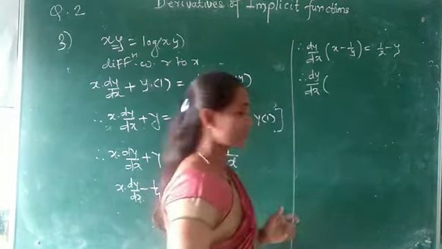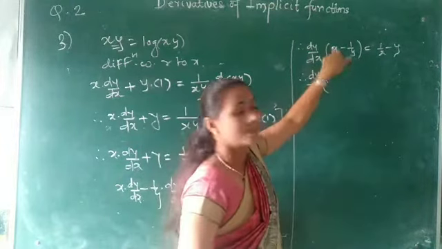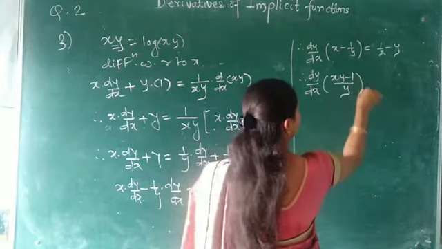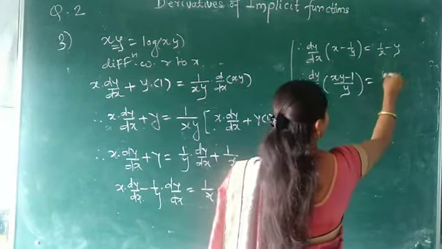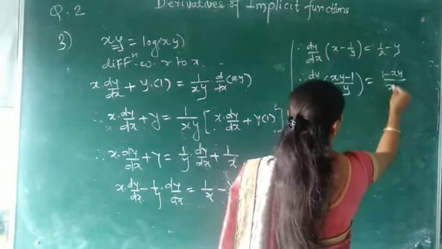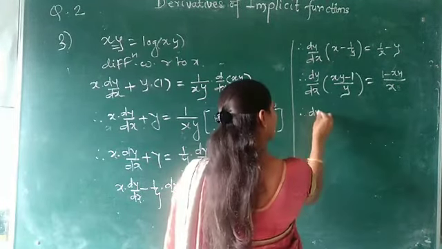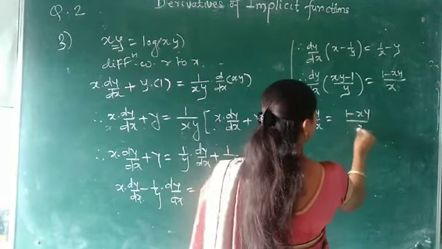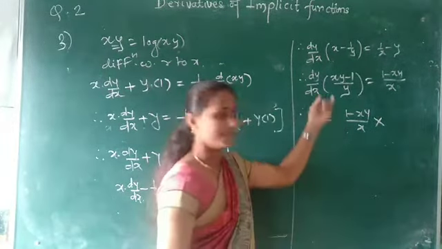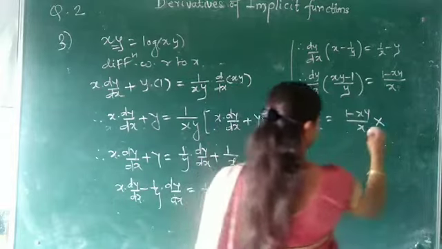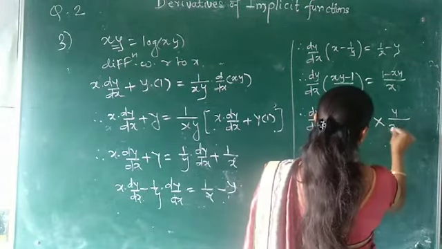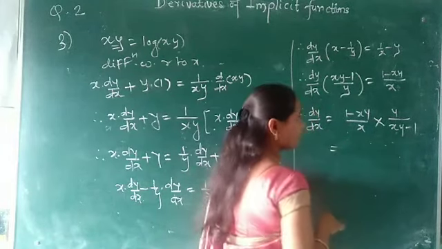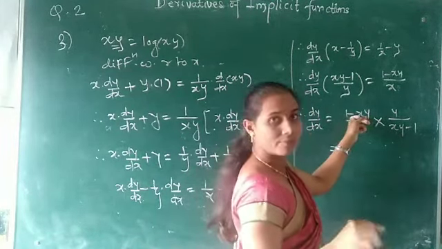Now we simplify this term by cross multiplication. So x into y, xy minus 1 upon y is equal to, again we simplify this, 1 minus xy divided by x. Therefore dy upon dx is equal to 1 minus xy upon x into, now this term multiplied on this side is in the denominator, so y upon xy minus 1. So we take minus 1 common, so this term will become the same.